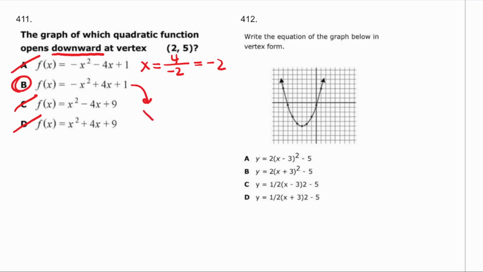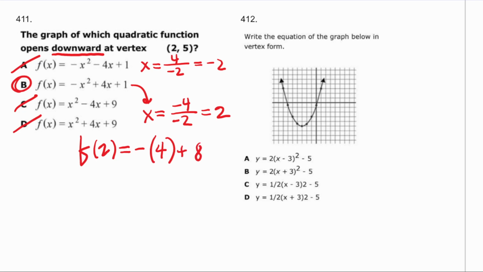I can convince myself of that by saying the x-coordinate of the vertex is negative b, negative 4, over 2a, negative 2. That's going to be positive 2. And then to make sure the y-coordinate was 5, f of 2 is going to be the negative of 2 squared, which is 4, right? Exponents before multiplication by negative 1. PEMDAS, right? If we have negative x squared, we square first and then make it negative. Plus 4 times 2 is 8, plus 1, so 9 minus 4, yes, that's 5. Okay, I'm feeling good about answer choice B there.